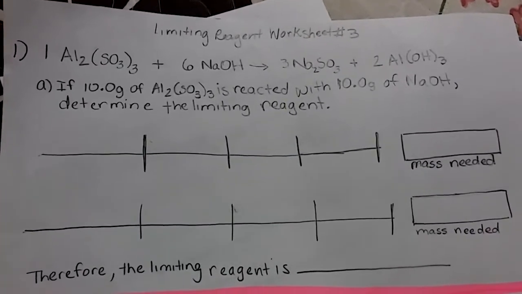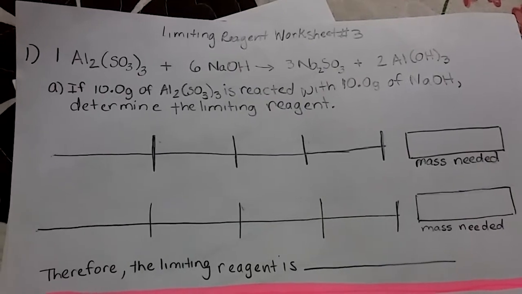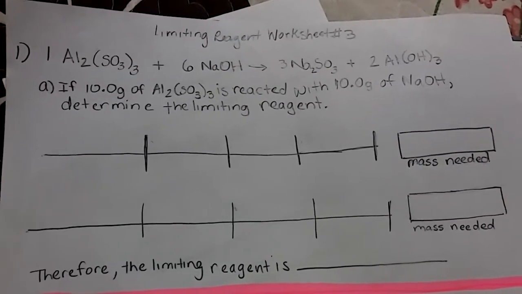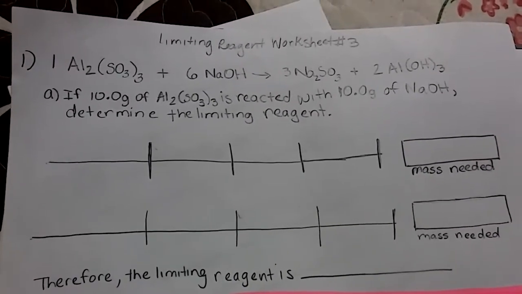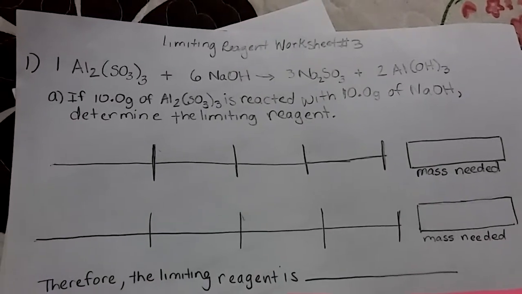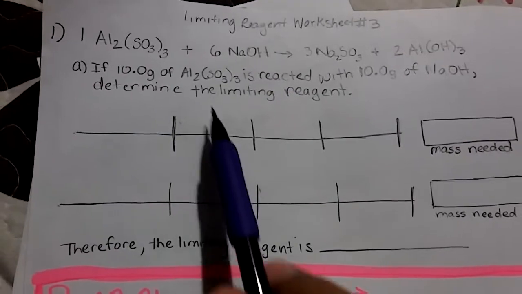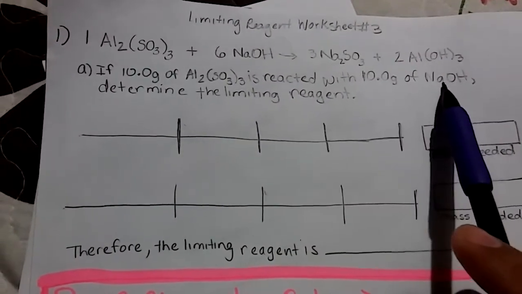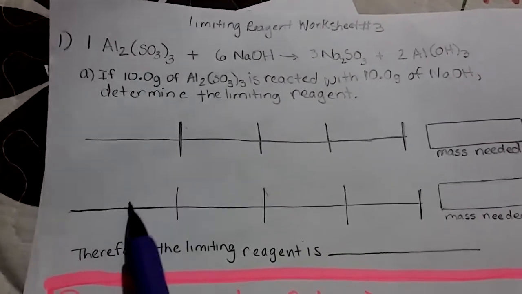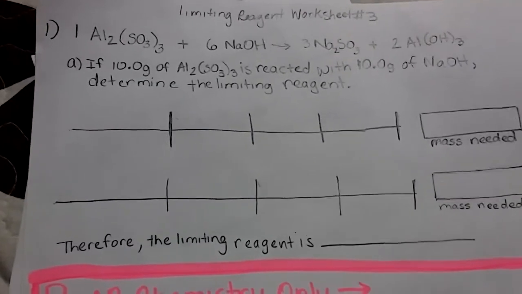Okay, this is a video tutorial for the limiting reagent worksheet number 3. So just like we've done before, you're given two masses and you're going to do two mass-to-mass problems. You're given 10 grams of Al2SO3 and 10 grams of NaOH. So those are essentially going to be your givens on these two steps.